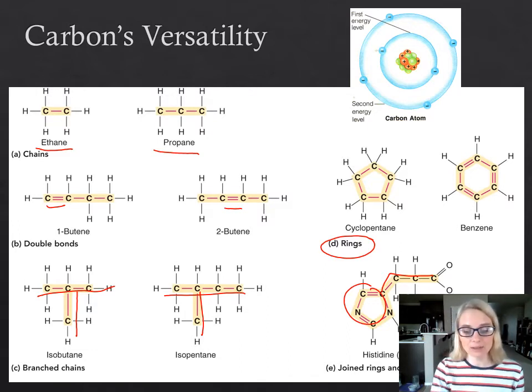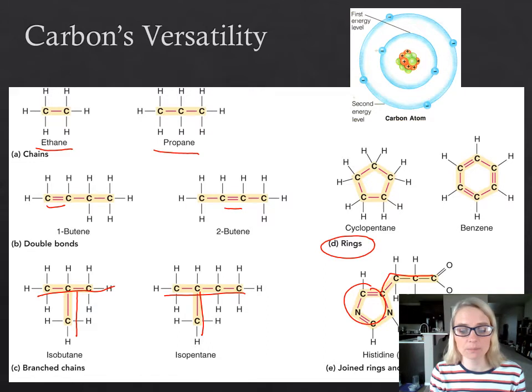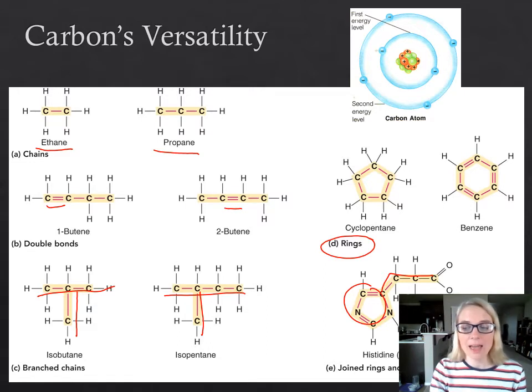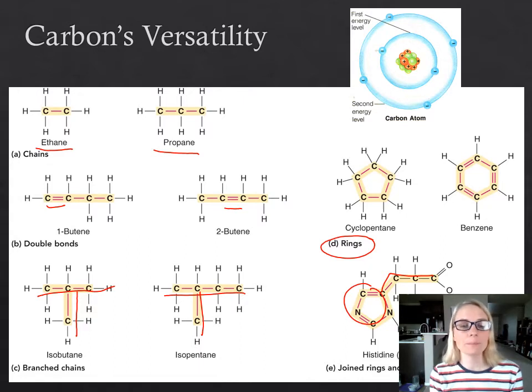But again, ignoring this one here in part E with the oxygen stuck to it, everything else is still hydrocarbons. They're limited. They're all nonpolar. They're just carbons and hydrogens. They're going to be repelled by water. They're all going to be hydrophobic. So they're limited in their capabilities.